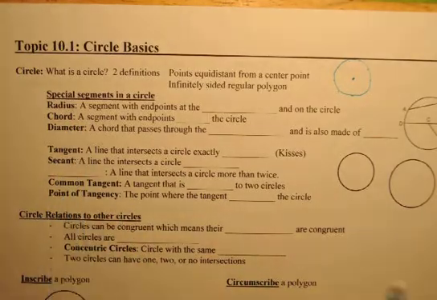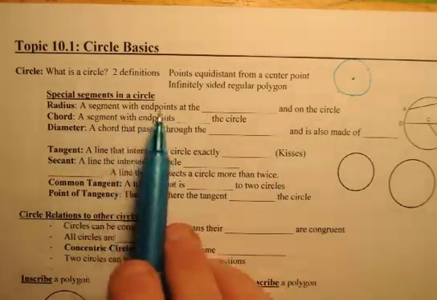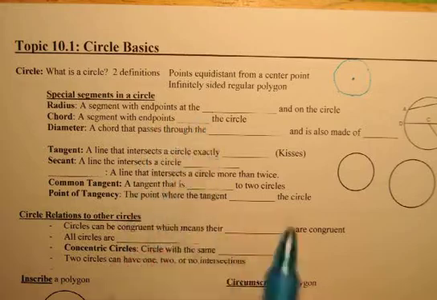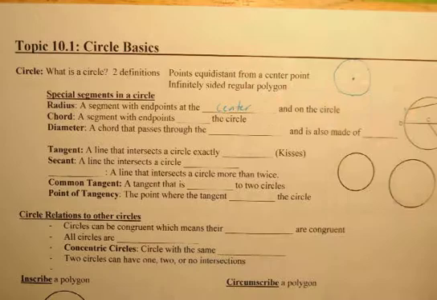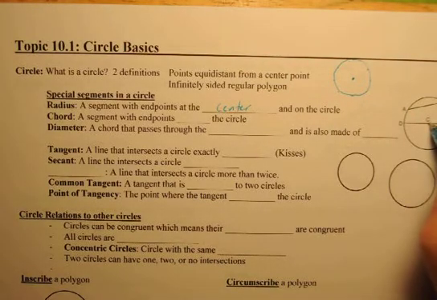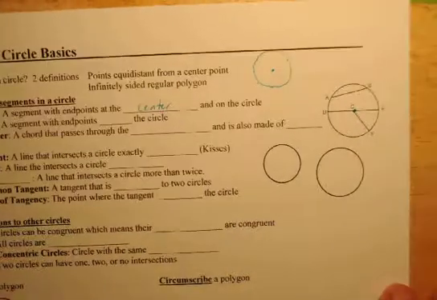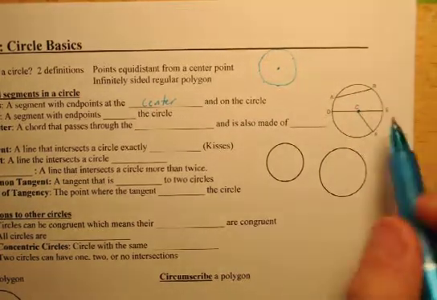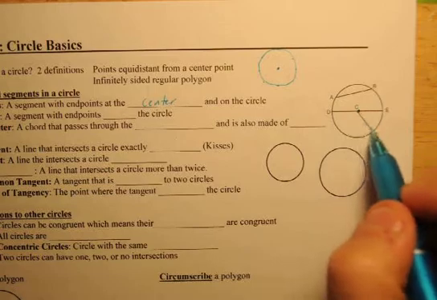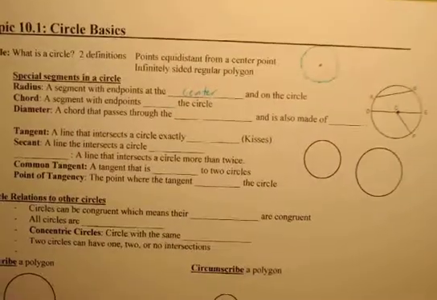Getting into some definitions. Radius is a segment with endpoints at the center. So this is circle C right here. We always label the circle with its center point. This is circle C. There's 3 radii: 1, 2, 3. So there's 3 radii in the circle.